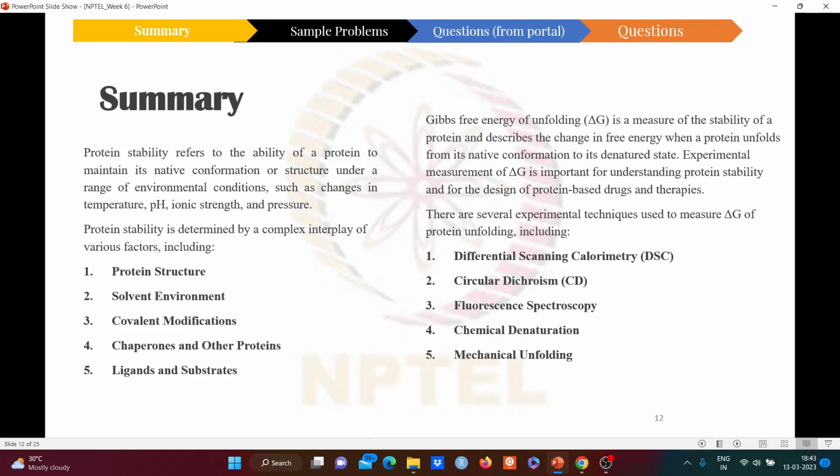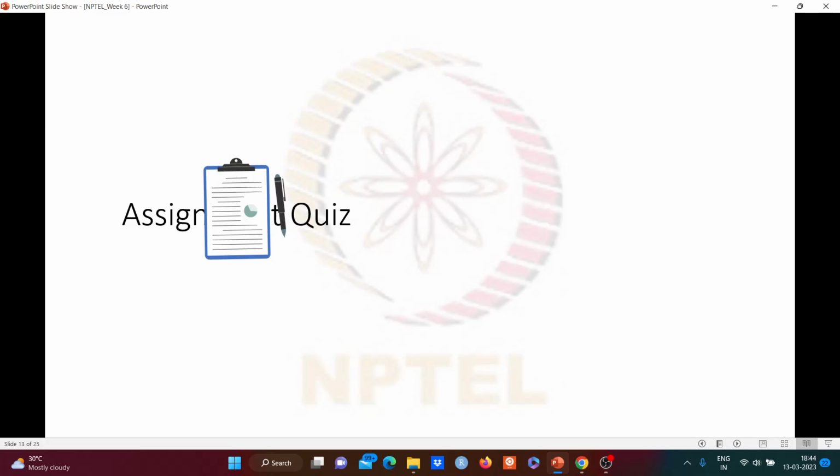Overall, the experimental measure of delta G of protein unfolding is an important tool for understanding protein stability and for the design of protein-based drugs and therapies. By combining the experimental measures with computational modeling, it is possible to gain a deeper understanding of the factors that contribute to protein stability and to design more stable proteins. So here I am done with my summary.